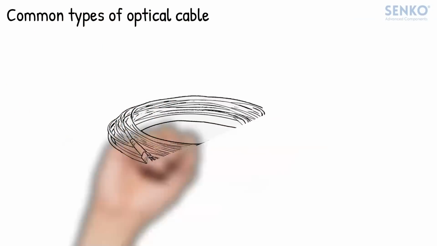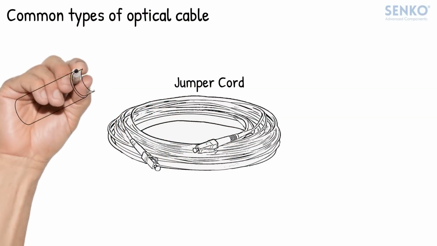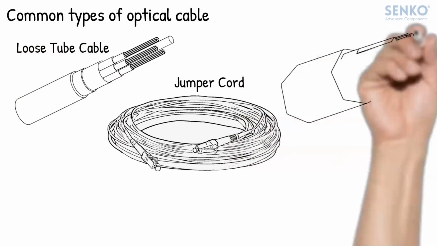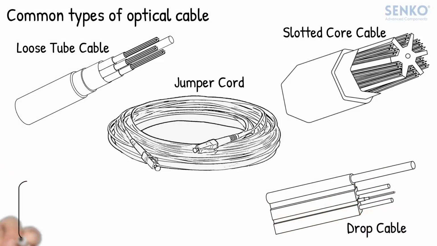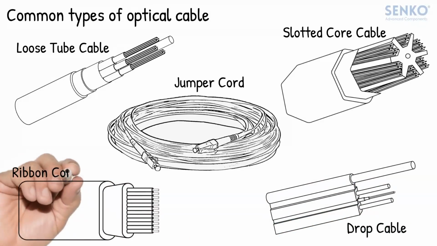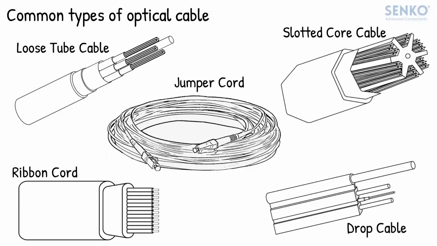Other than fiber cords, some other fiber cable constructions deployed around the world are the slotted core cable, drop cable, ribbon cords, and jumper cords. The cable constructions are constantly changing due to increasing market demands and requirements for deployment.